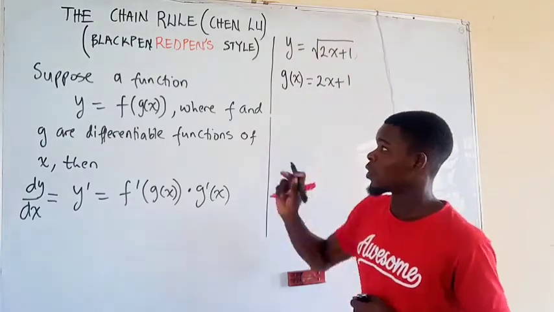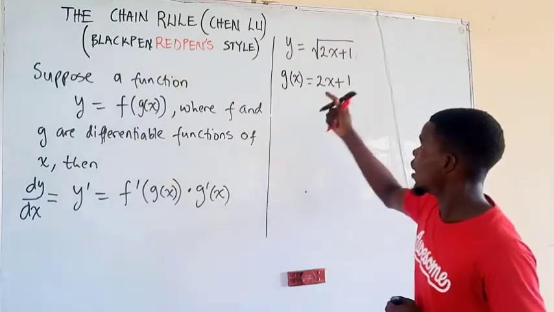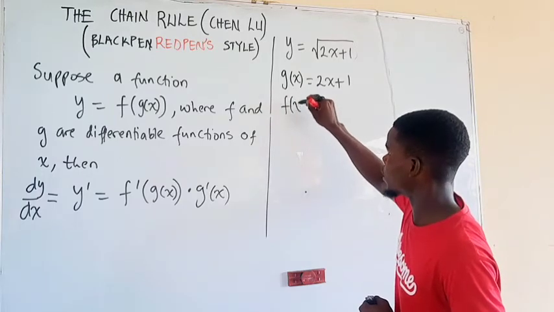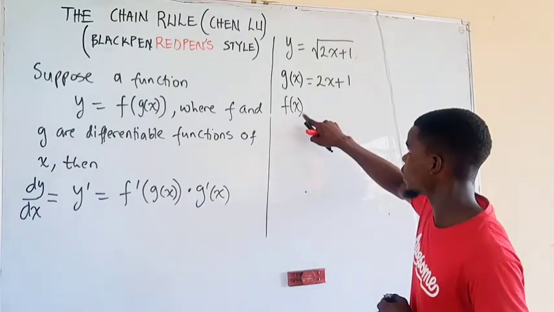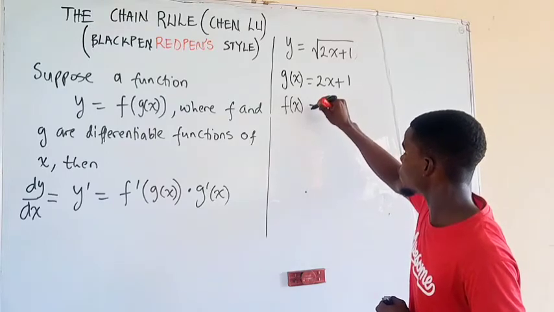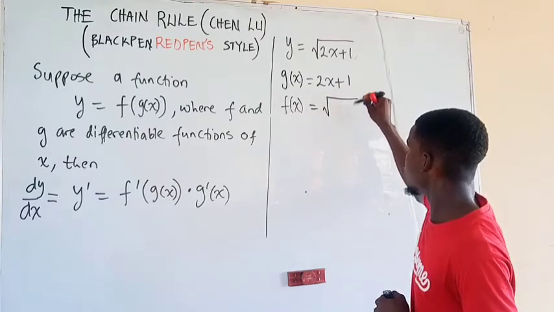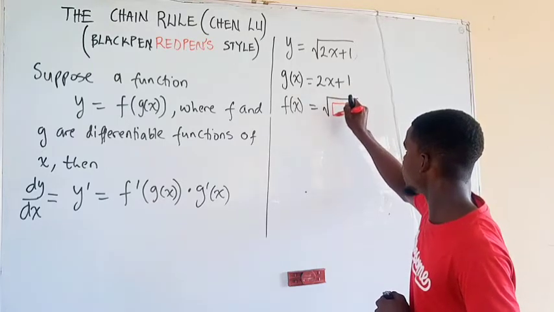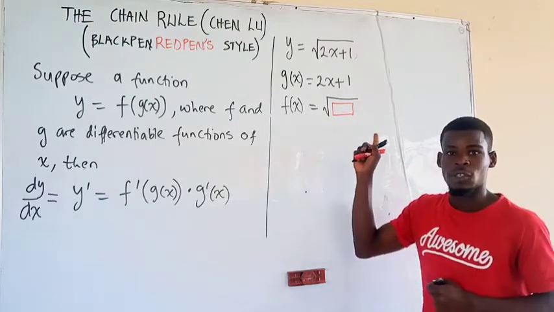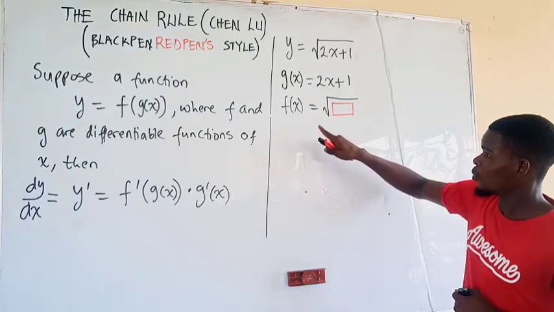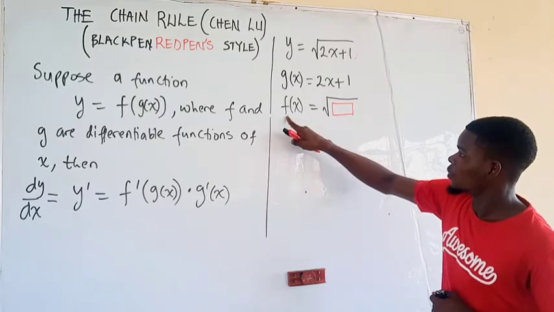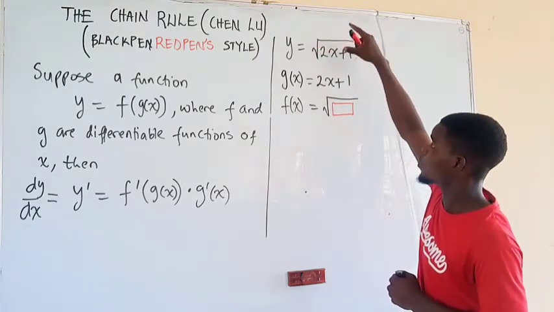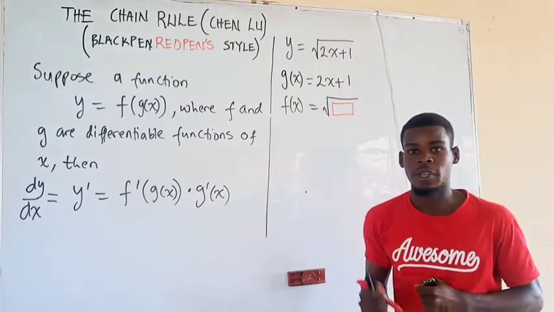This is how I'm going to write it according to the Blackpenredpen style. I'm going to write the outside function to be f of x. They are the two of them, and they are functions of x, right? Good. To be the square root of, here I'm going to make use of something. I have not shown you what is inside there, right? I'm only showing you the f function to be the square root of something, because here we take the square root to be the outside and then the inside to be 2x plus 1.